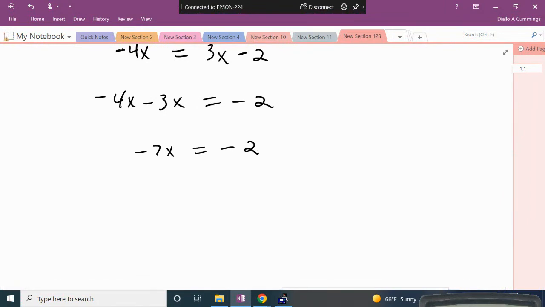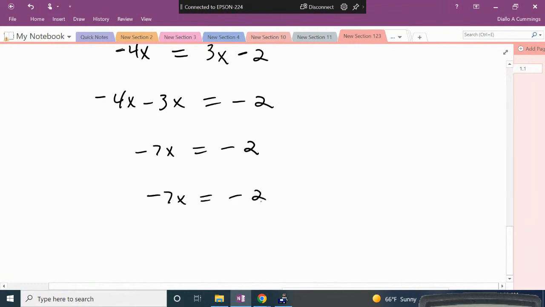So now I have what I set out to accomplish. I have all the variables on the left, constants on the right. However, I want to isolate for my variable x. So once we have the variables on one side and the constants on the other, we want to use the fifth step. In our sixth step, we want to use the multiplication or the division property of equality. So here, in order to isolate x, the opposite of multiplying x by negative 7 is to divide by negative 7.